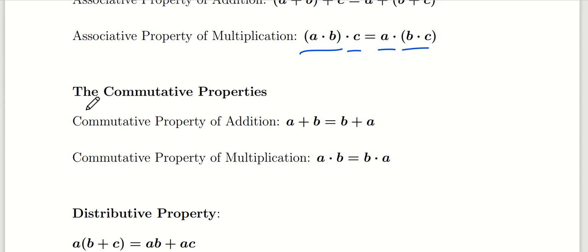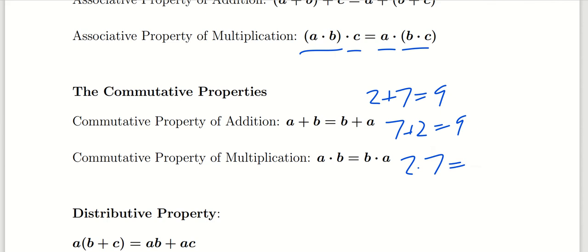We also have the commutative property of addition, which says if we take two numbers, we can add them in any order, we're going to get the same result. So we know that 2 plus 7 equals 9, and it's the same answer we get if we did 7 plus 2, which would also equal 9. Multiplication is also commutative. If I do 2 times 7, that gives us 14. We also get 14 by doing 7 times 2.